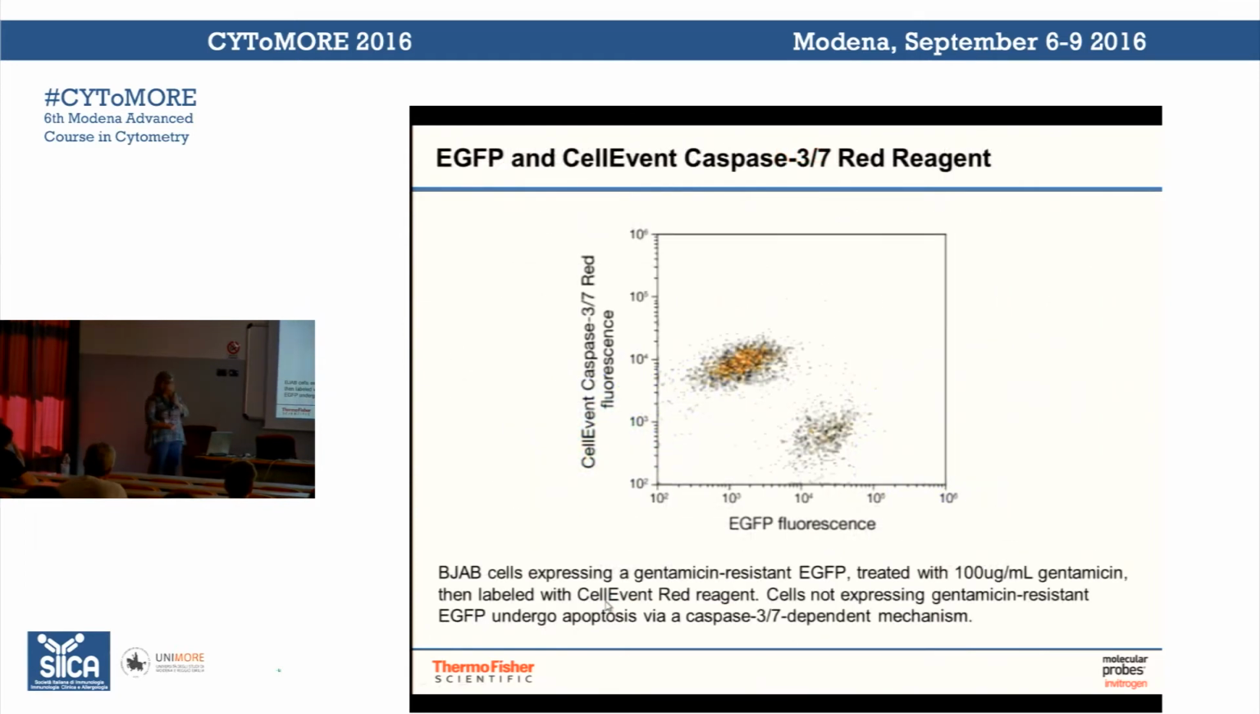And this is an example of compatibility of the caspase red with GFP. So this is expressing a gentamicin-resistant GFP and then treated with gentamicin. And you can see that the cells that are not expressing the gentamicin-resistant GFP are undergoing apoptosis with the treatment.